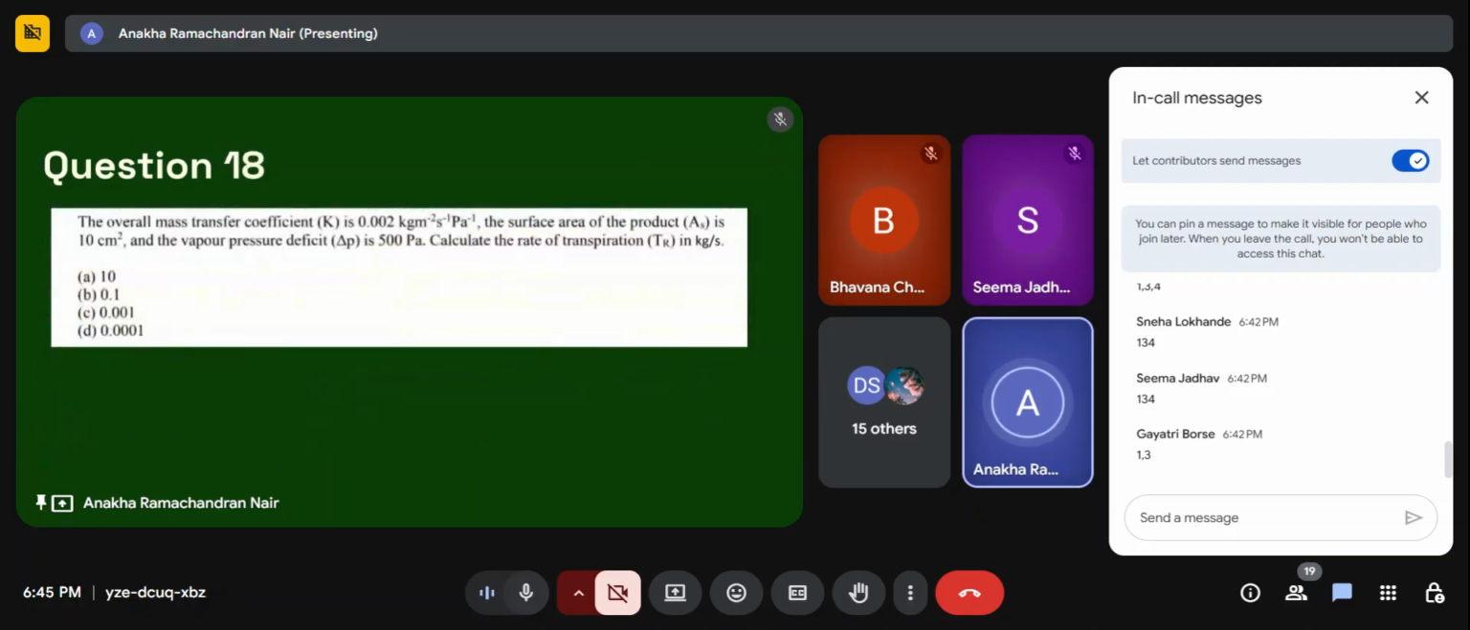So let's move on to question number 18. This is again a numerical question. You have been given the overall mass transfer coefficient K, which is 0.002 kilograms per kilogram square per second per Pascal, right? The surface area of the product is given as 10 centimeter square, and the pressure deficit is given as 500 Pascal, right? So you have to calculate the transpiration rate in kg per second.